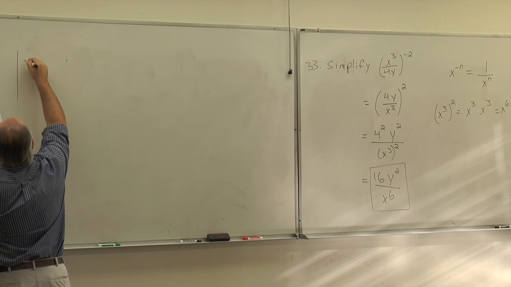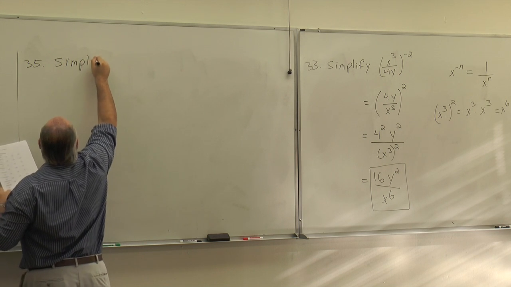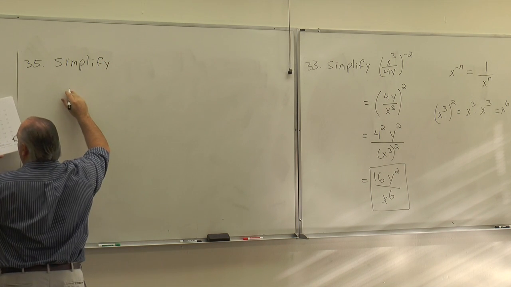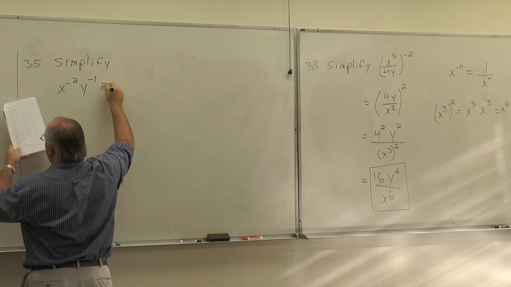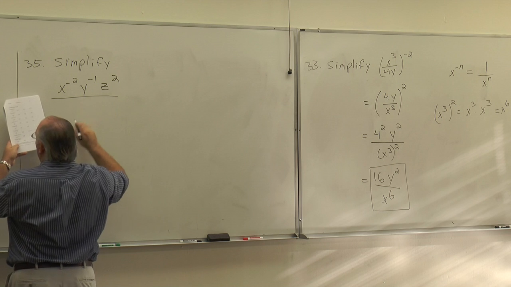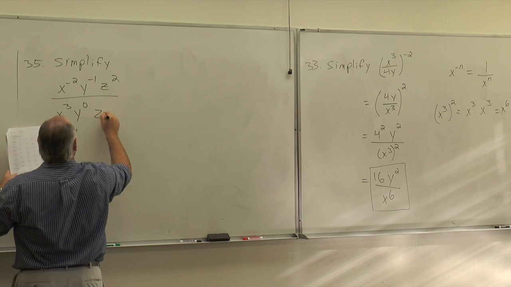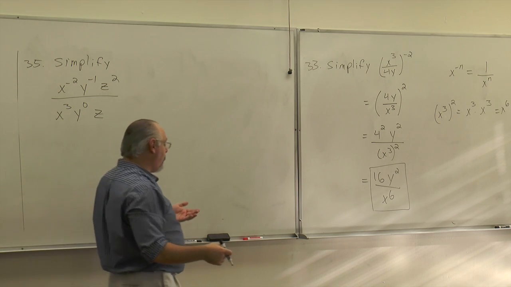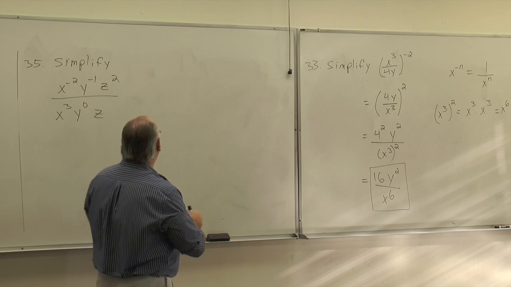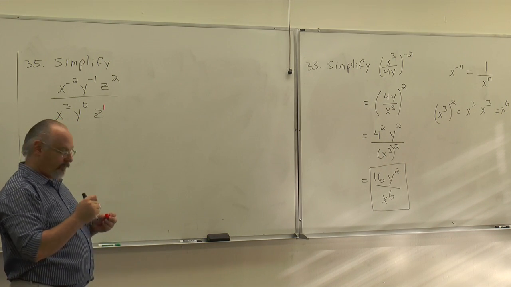So we have: simplify x to the negative 2, y to the negative 1, z to the 2nd, over x to the 3rd, y to the 0, z. Now the one thing we can actually write that's not there is, we can call this, if we want, z to the 1st.